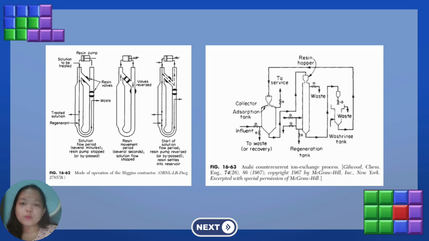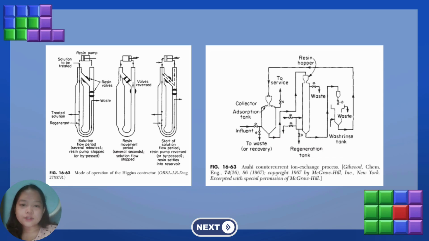Ito ay gumagana when influents enter the absorption tank, kung saan ang resin removes ions. Spent resin moves downward papunta sa regeneration tank. After regeneration, resin is rinsed then returned to the system. Clean water goes out to service, waste goes out to drain or recovery. This setup is continuous and counter-current, kaya mas mataas ang efficiency compared sa normal co-current flow.